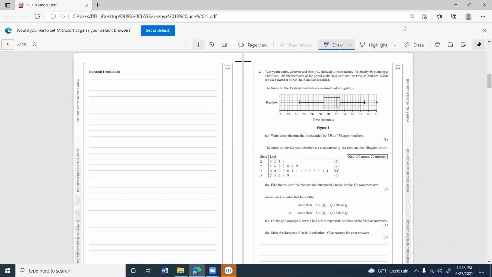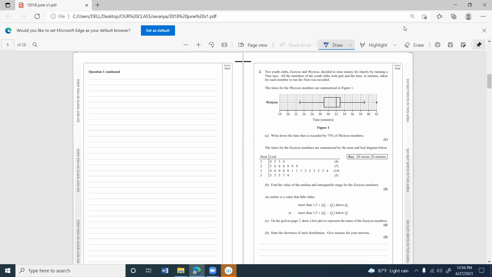Now refer to this question. Two youth clubs, Eastview and Westview, raise money for charity by running a 5-kilometer race. All the members of the youth clubs took part, and the time in minutes taken for each member to run 5 kilometers was recorded. For Westview Club, it was recorded over here. Write down the time that is exceeded by 75% of Westview members.